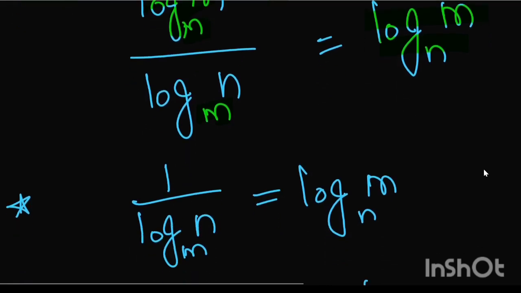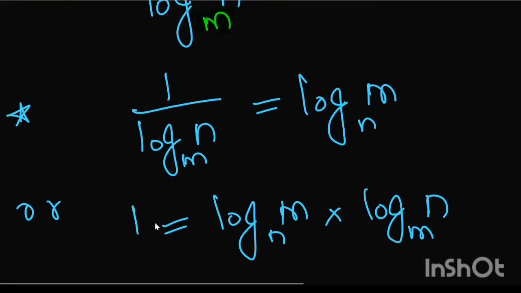So log m base m is 1, which gives us another important result: 1 upon log n base m is log m base n. If we interchange the base and the argument, it becomes the reciprocal of the log. That is the property.